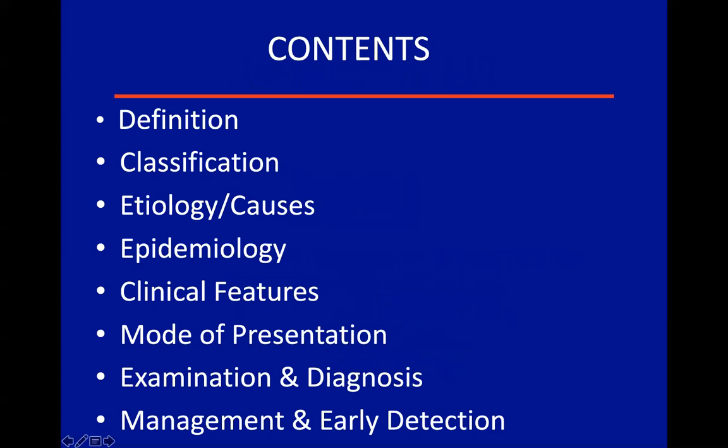So we're going to talk about the definition of strabismus, the classification of strabismus, the etiology and causes, epidemiology, the clinical features, mode of presentation, just a simple examination and diagnosis, and then just the basics of management and early detection, because we're going to be talking more about that, hopefully, when I see you in your 5th year as medical students.